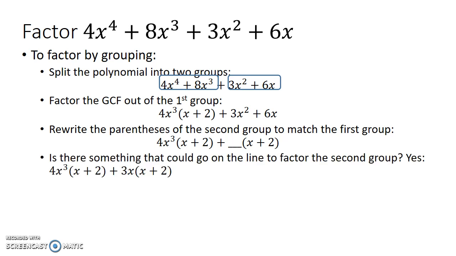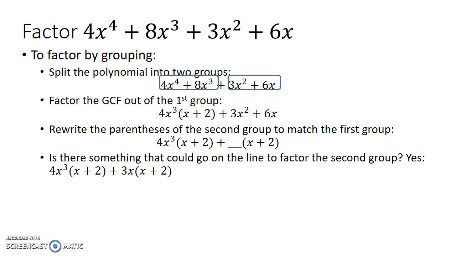The next step is to figure out what goes on that line. So we want to ask ourselves a question: is there something I could put on the line that would then distribute and give me the second group? In this case, yes, there is. 3x would work. Now I can look at my second group: 3x times x, there's my 3x squared, and 3x times 2, there's 6x. So I know that this polynomial that I've written is equivalent to the original polynomial.